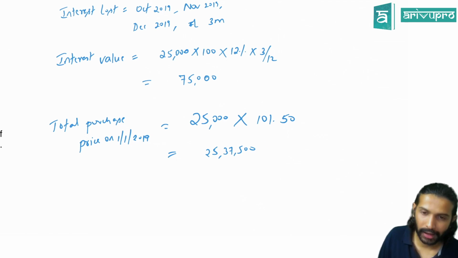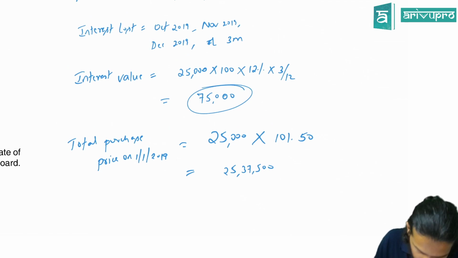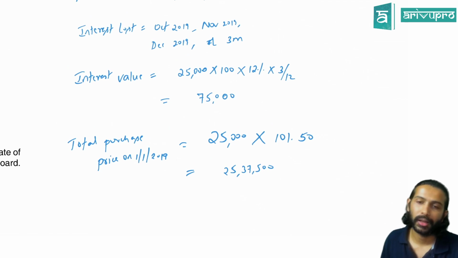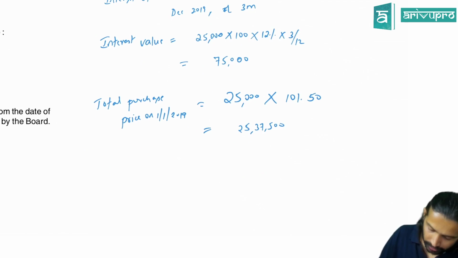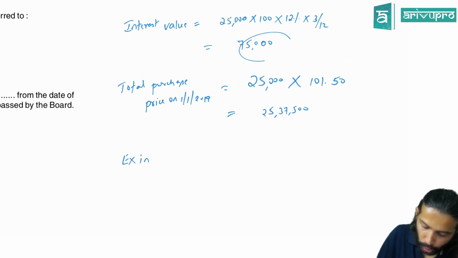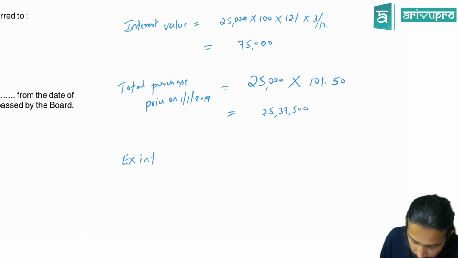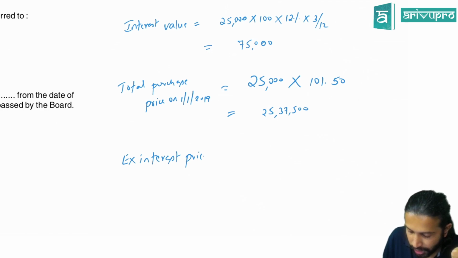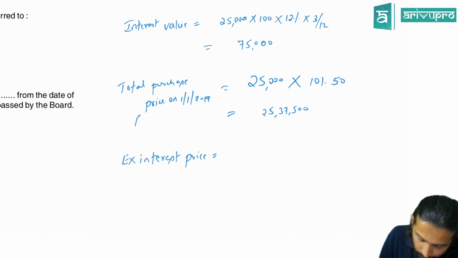In this 25,37,500, 75,000 is towards interest. The balance is towards debentures. From this price, if you exclude interest, you're going to get some value. That value only we call the ex interest price. And the original price, including interest, is the cum interest price.